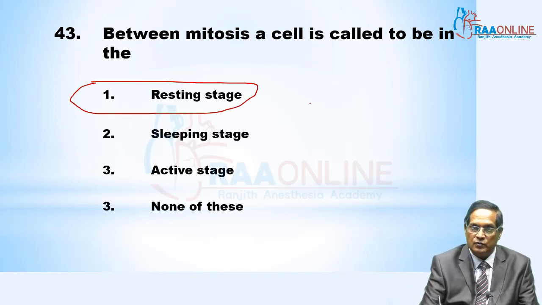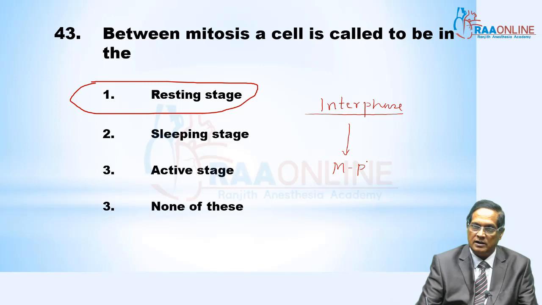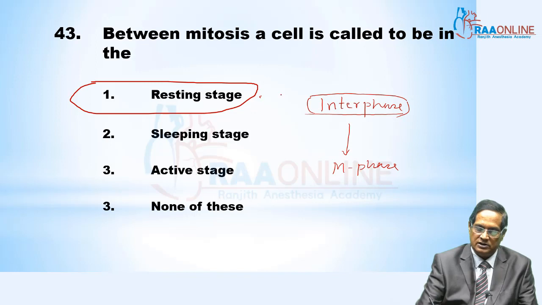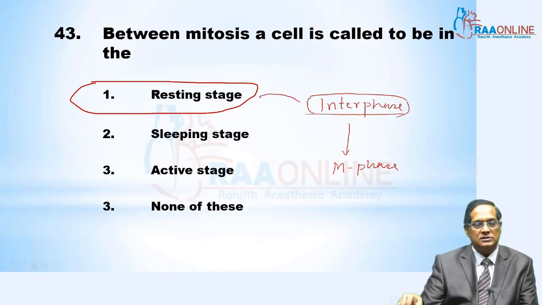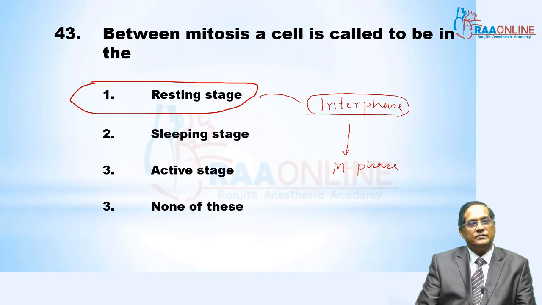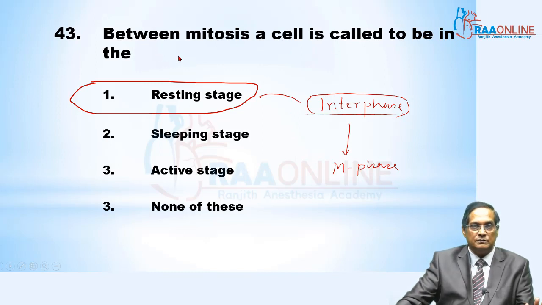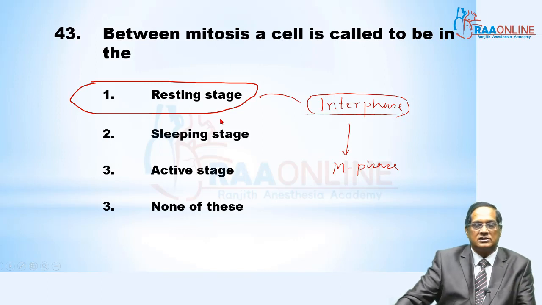Actually, there are two phases of the cell cycle. First is interphase, that is the preparatory phase, where no apparent division of the cell is seen, followed by M phase. So the so-called resting phase is actually interphase. The cell prepares itself for division, not sleeping, not inactive, but metabolically active. But here the question is very simple: the cell is called to be in the resting stage.